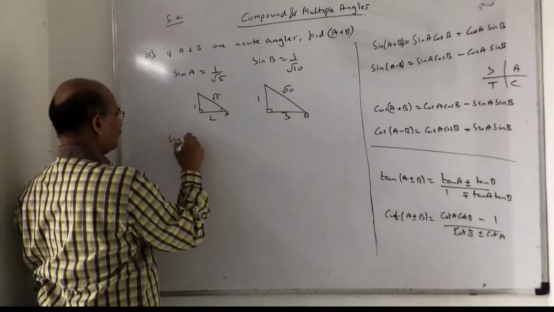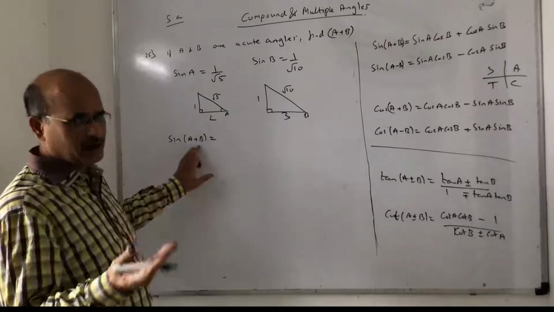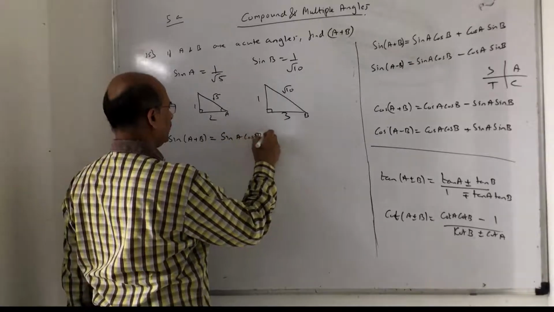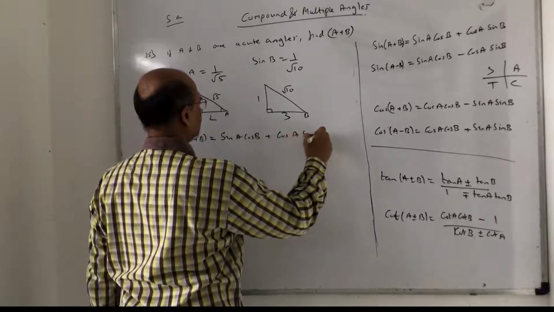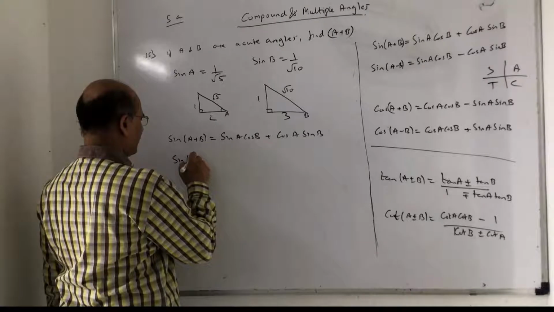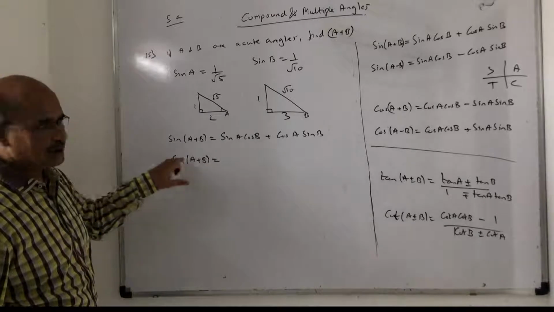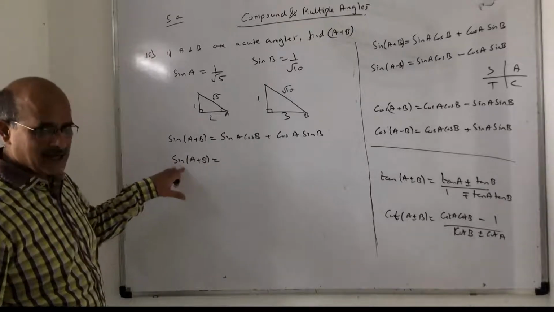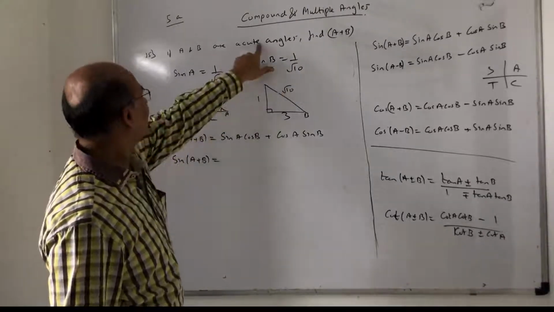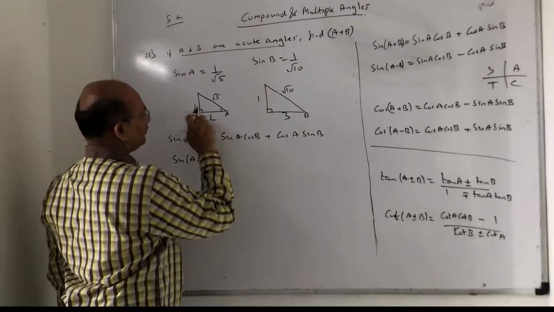So let us talk about sin of A plus B. Because they want A plus B, I am taking a sine ratio. You can take tan also, you can take cos also. So sin of A plus B is nothing but sin A cos B plus cos A sin B. Understand? So let us get the values now. I am taking sin here. Both are in the positive quadrant, so A and B are acute angles. By the way, there is no need to mention that A and B are acute angles in the first quadrant, all are positive. So sin A, from here what is sin A?